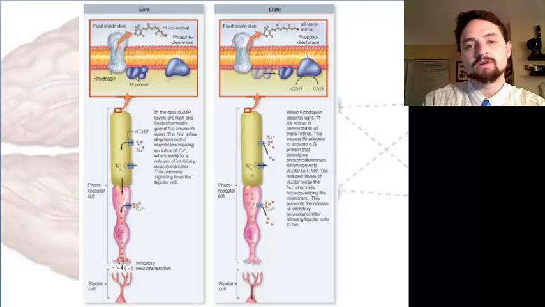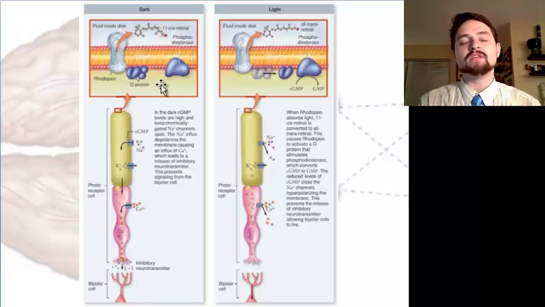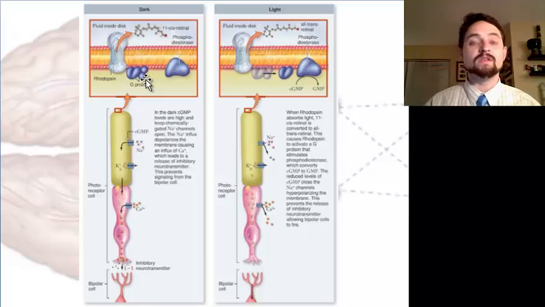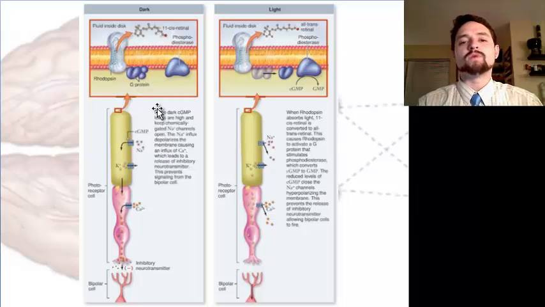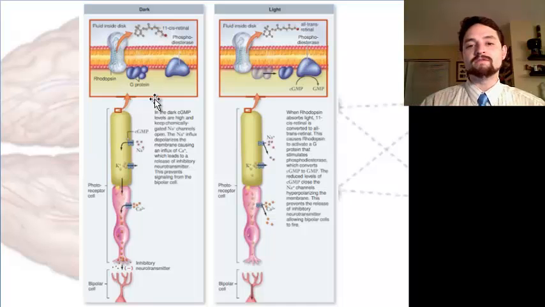Let's see a picture here. This is in your book. In this one, whenever we're in the dark, you can't see in the dark very well. So in the dark, your eyes' cyclic GMP levels are high, and they keep chemically gated sodium channels open. So sodium influxes, and this depolarizes the cell.